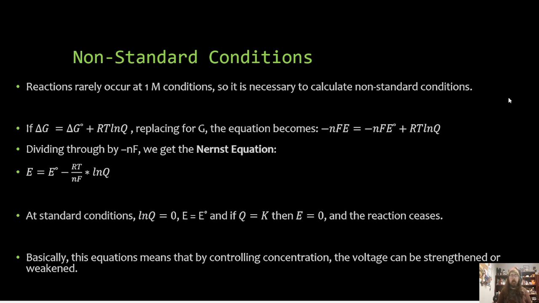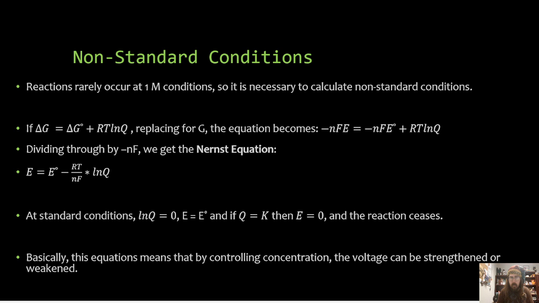So while it's convenient to calculate E cell standard, E cell not, reactions rarely occur at 1 molar conditions. And even if they do occur at 1 molar conditions, they rarely stay at 1 molar conditions for very long. So just like we can calculate G non-standard from G naught, we can calculate E non-standard from E naught.